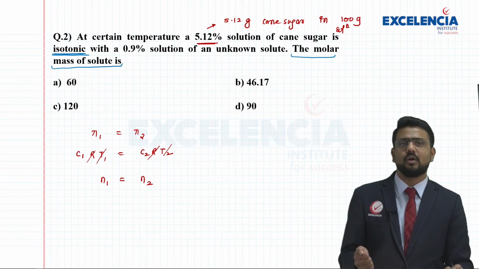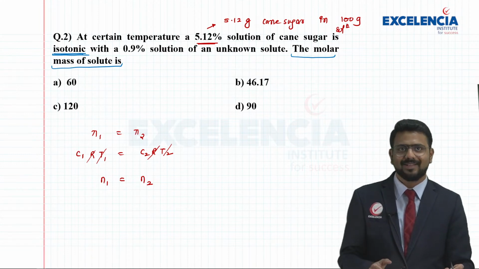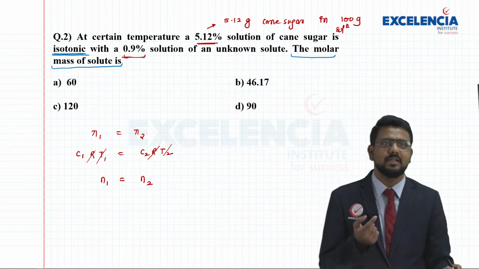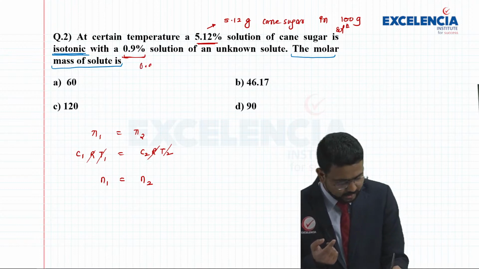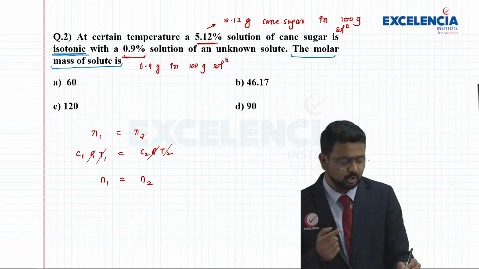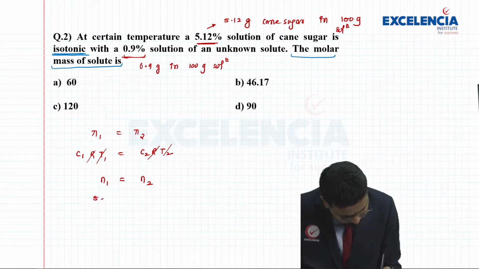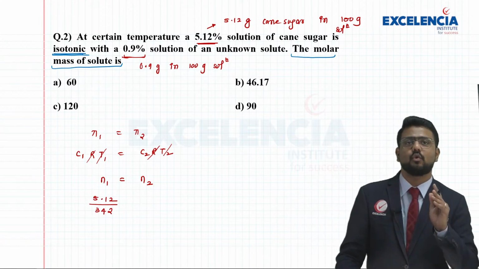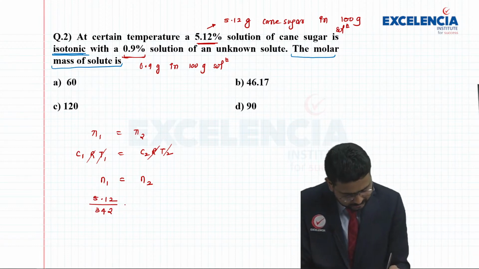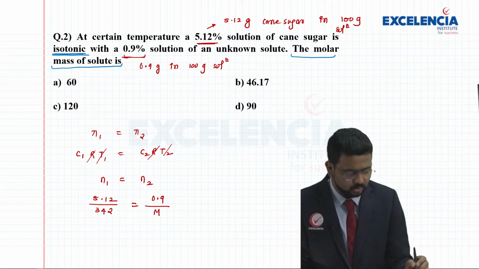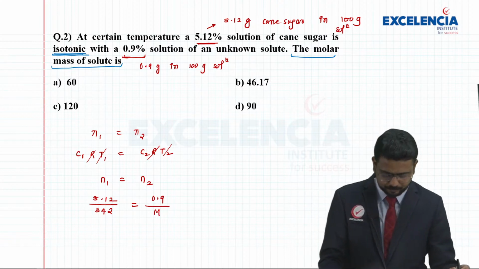So the mass of cane sugar which we consider here is 5.12. Same is the case for the unknown solute. Here you have a 0.9% unknown solute, which means 0.9 grams of this solute in 100 grams of solution. Yes or no? Okay, so now the number of moles is going to be 5.12 divided by 342, which is the molar mass of cane sugar, which is equal to 0.9 divided by the molar mass of this unknown solute, which we have to find, right?